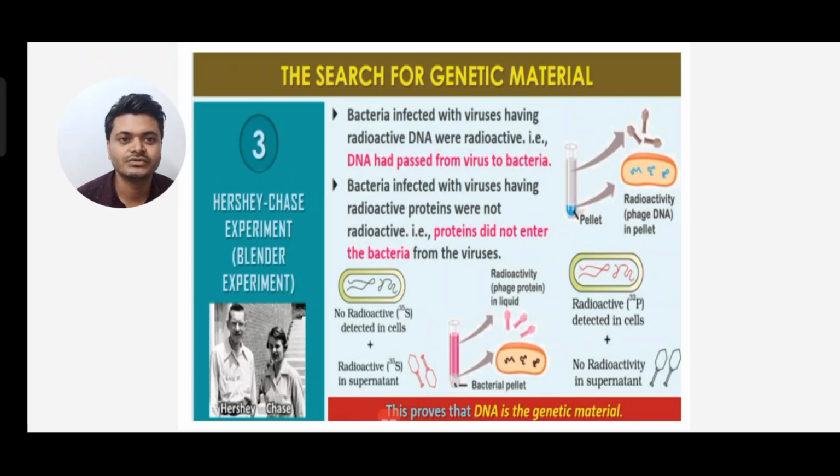Here you could see that no radioactivity, like 35S sulfur, was detected in the cell, and on this side the radioactive 35S was present in the supernatant. Both the figures were given. In case of S35, no radioactivity is detected in cells, and radioactivity is detected in supernatant, whereas in case of P32, radioactivity is detected in cells and no radioactivity in supernatant. So this proves that DNA is the genetic material.